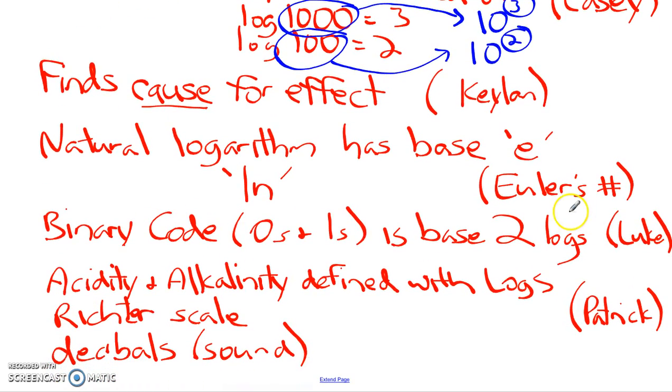The natural logarithm has a base of e, which is a special number called Euler's number. That's the way you say that, Euler, not Oiler. And the notation for the natural logarithm is ln. We will learn about that as well. Binary code is base 2 logs. Logs is just short for logarithms. And there are some other things here.